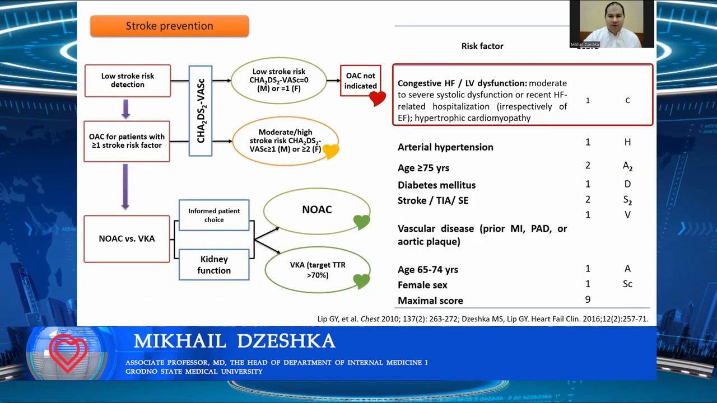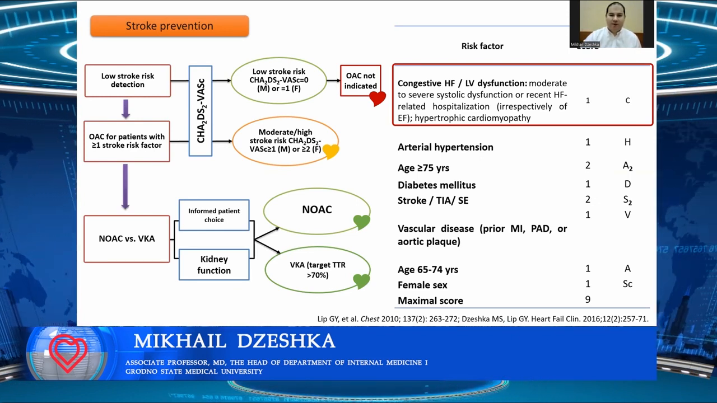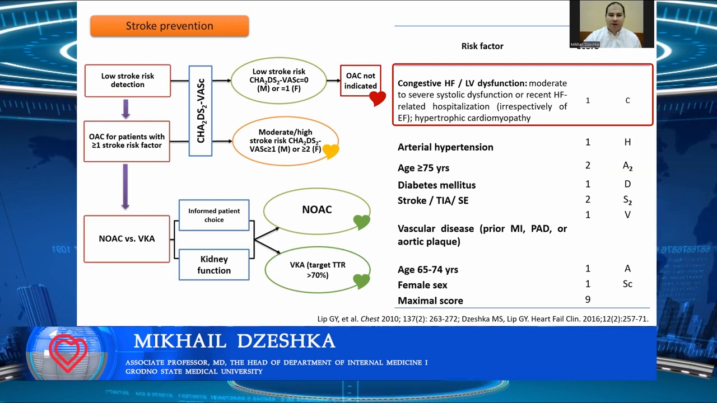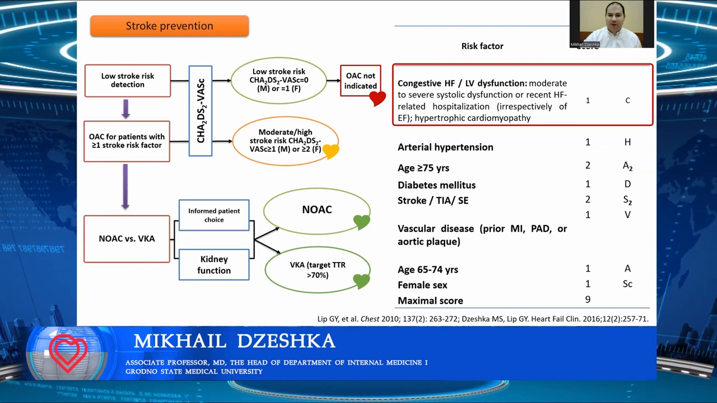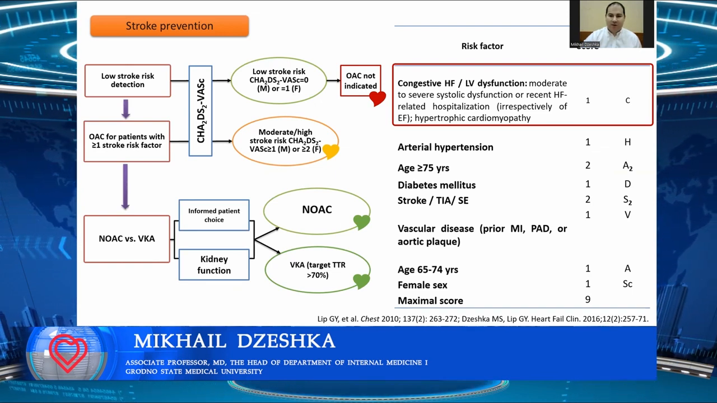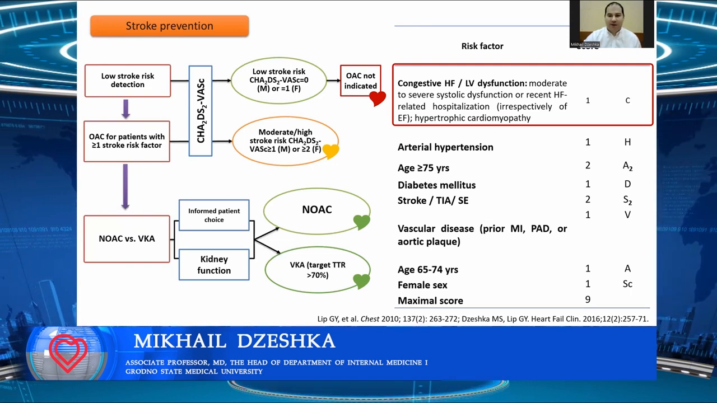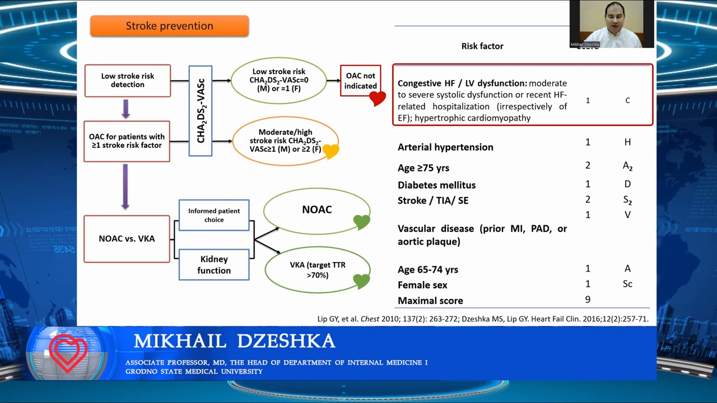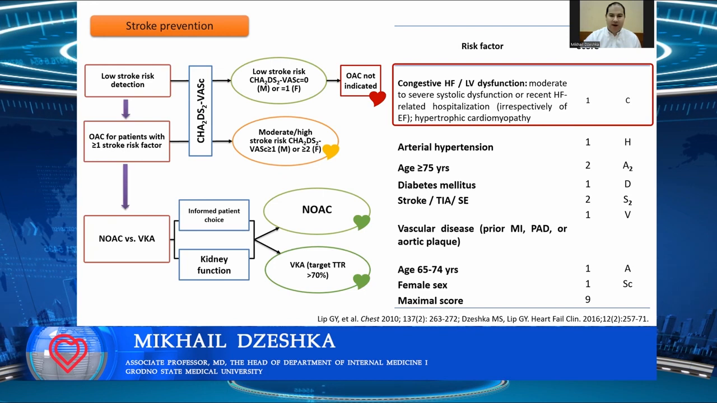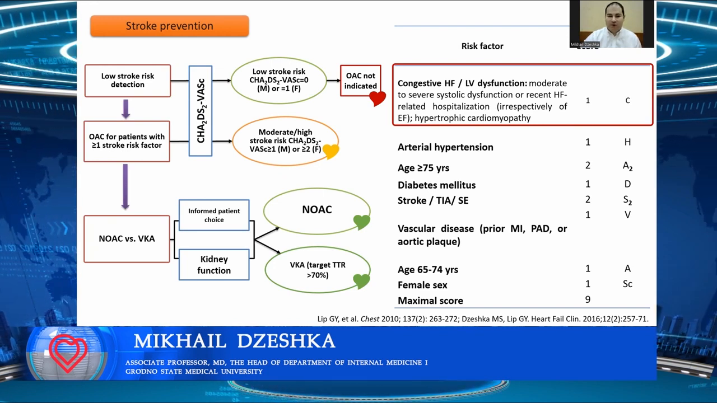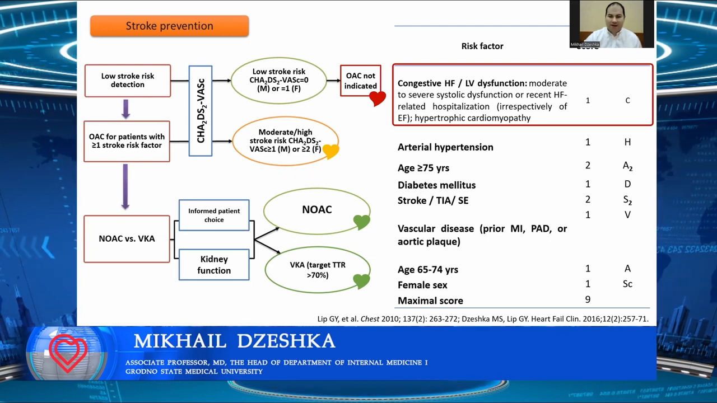As mentioned above, stroke and systemic embolism prevention remain among top priorities in the management of atrial fibrillation. If we refer to the classical definition, the C as heart failure component of stroke risk in the CHA2DS2-VASc score is defined as moderate to severe systolic dysfunction or recent heart failure-related hospitalization, irrespective of ejection fraction, and also hypertrophic cardiomyopathy is included.